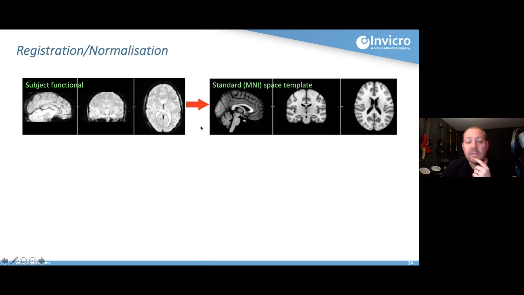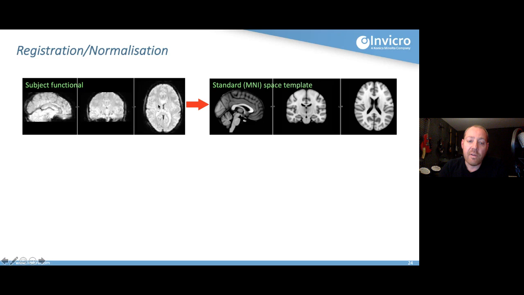Now you can, if you want, go straight from your subject's functional space and try and fit it to the template. But that's not the best idea. These are two very different kinds of images. So you can see in the functional data, the CSF in the ventricles here is bright, and in the anatomical data it's dark.